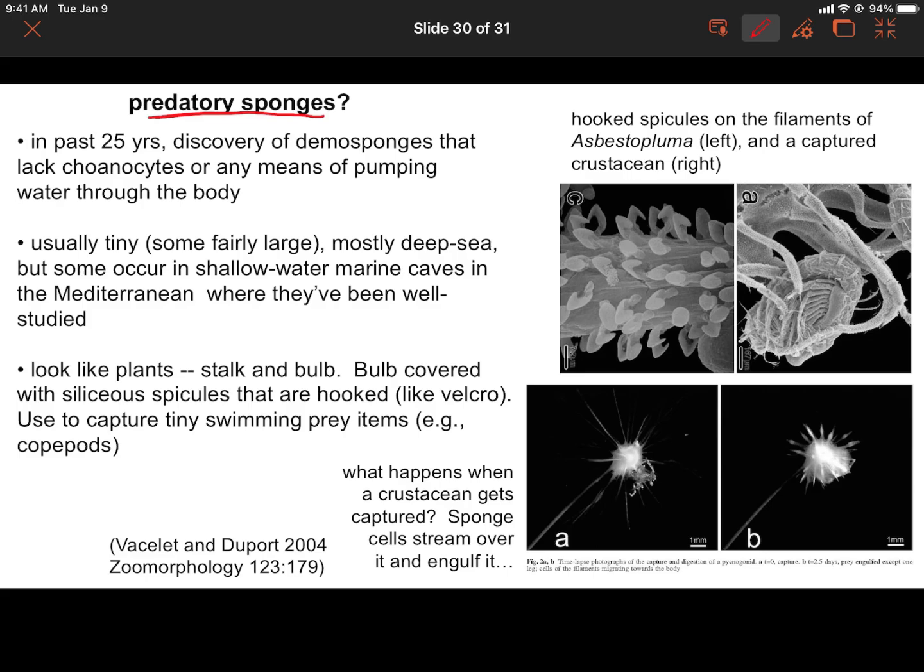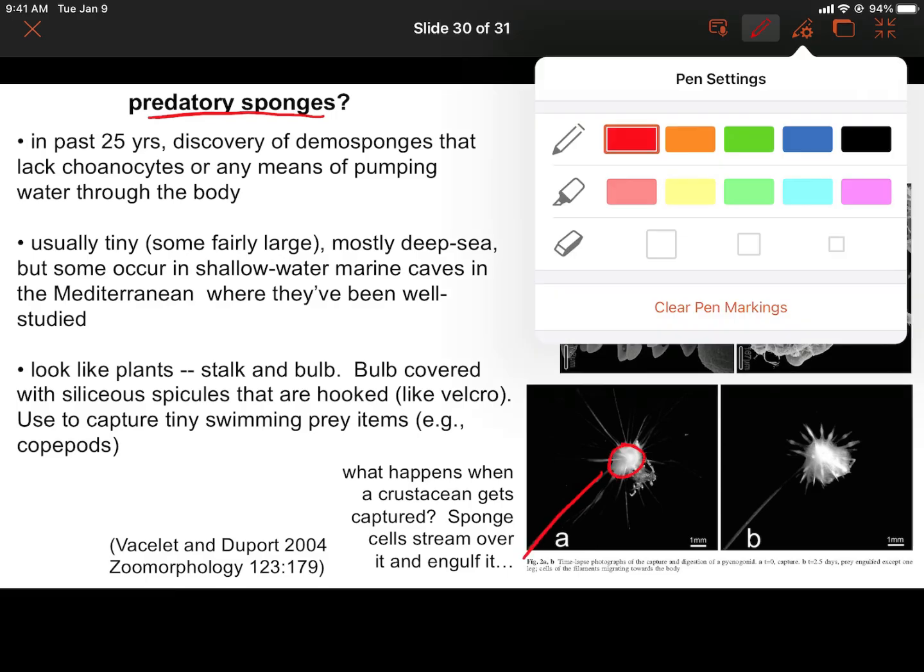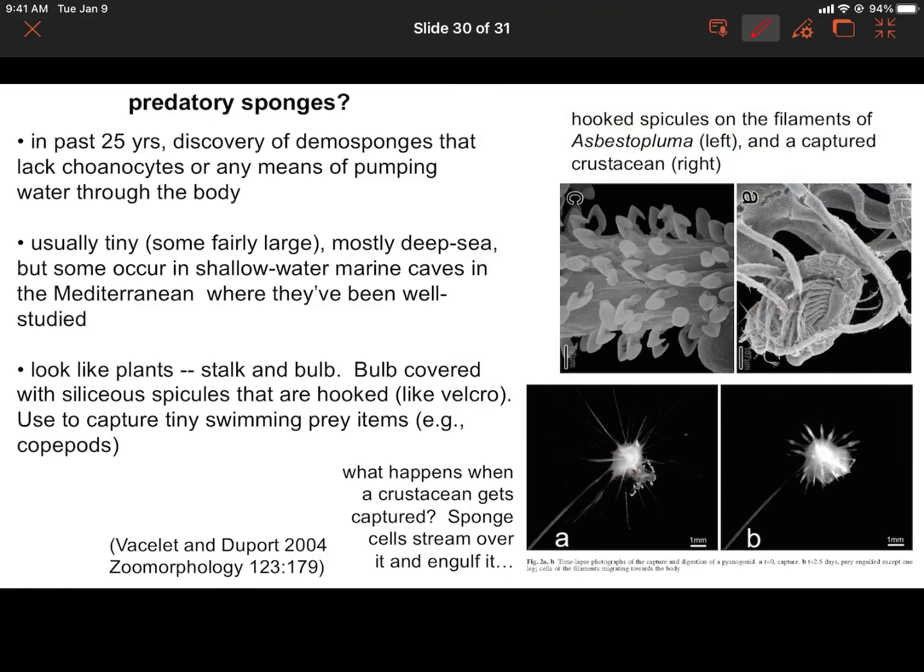The small ones look like little plants, so they look like a little stalk here and then a bulb at the top up here. And the big ones work the same way. So let me just explain how these work. In the bulb part at the top, they have a bunch of spicules. They're perfectly normal sponges. They're demosponges. And those spicules are hooked things. So they're like the hooked part of Velcro, that side of it. And so what happens is that little crustaceans and little larvae and those sorts of things swim by, and they get caught in those hooks.